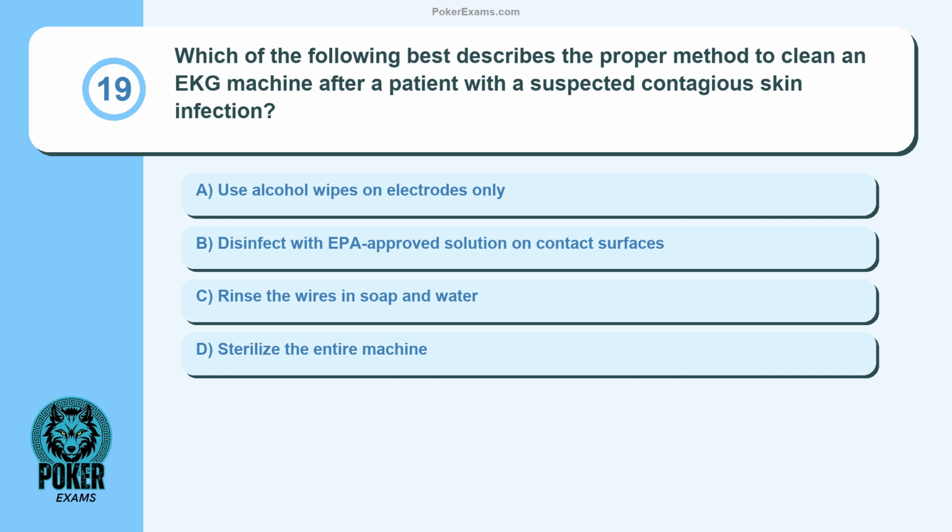Question 19. Which of the following best describes the proper method to clean an EKG machine after a patient with a suspected contagious skin infection? Use alcohol wipes on electrodes only. Disinfect with EPA-approved solution on contact surfaces. Rinse the wires in soap and water. Sterilize the entire machine.